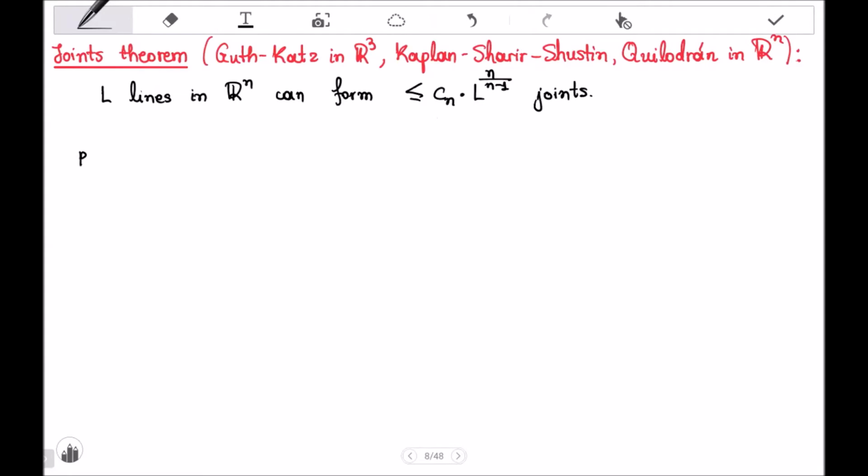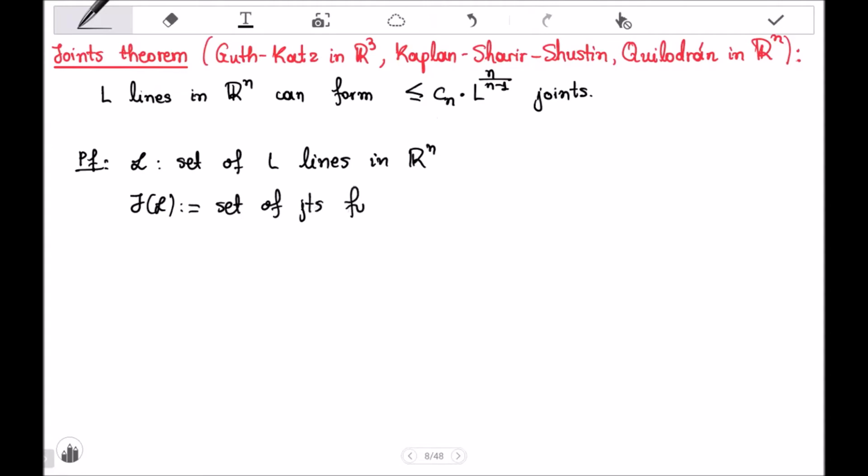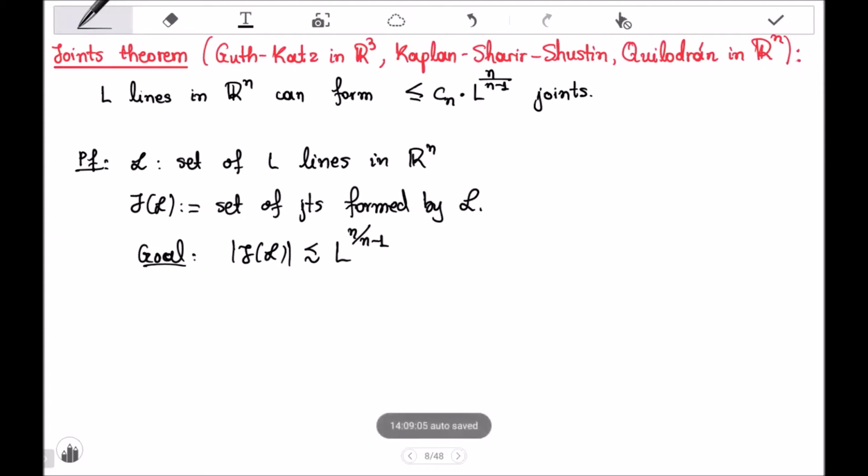Right, so let's begin with L, a set of L lines in Rn. And let's call J of L the set of joints that they form. The goal is to show that the number of joints is at most a constant times the number of lines to this power that comes from a grid. And notice that this power gets closer and closer to 1 in high dimensions. So it really says that there are very, very few joints in high dimensions.